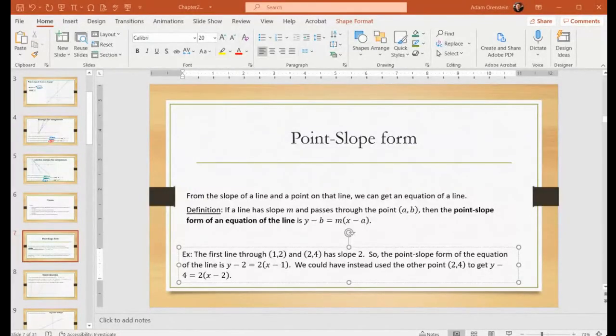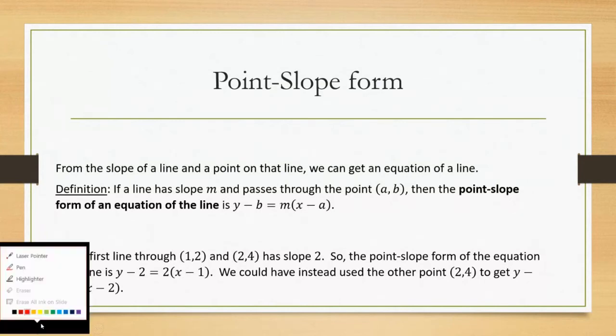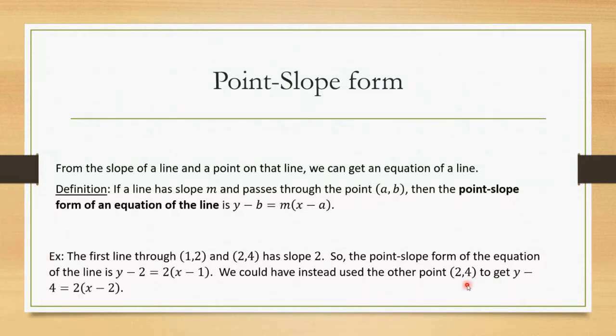In that case, if we use the second point, we would get this. What we would get instead would be y minus 4, right? 4 is the y coordinate of the point. y minus 4 equals 2, the slope, times x minus 2. 2 here is the x coordinate of the point.